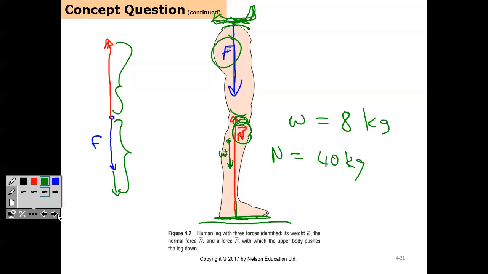If you apply the equilibrium condition, F plus W is equal to N. So F is equal to N minus W. N is 40, W is 8, so F is 32 kilograms. The leg has to support 32 kilograms at the hip joint. That may be valuable data for a doctor, so we apply physics to medicine.